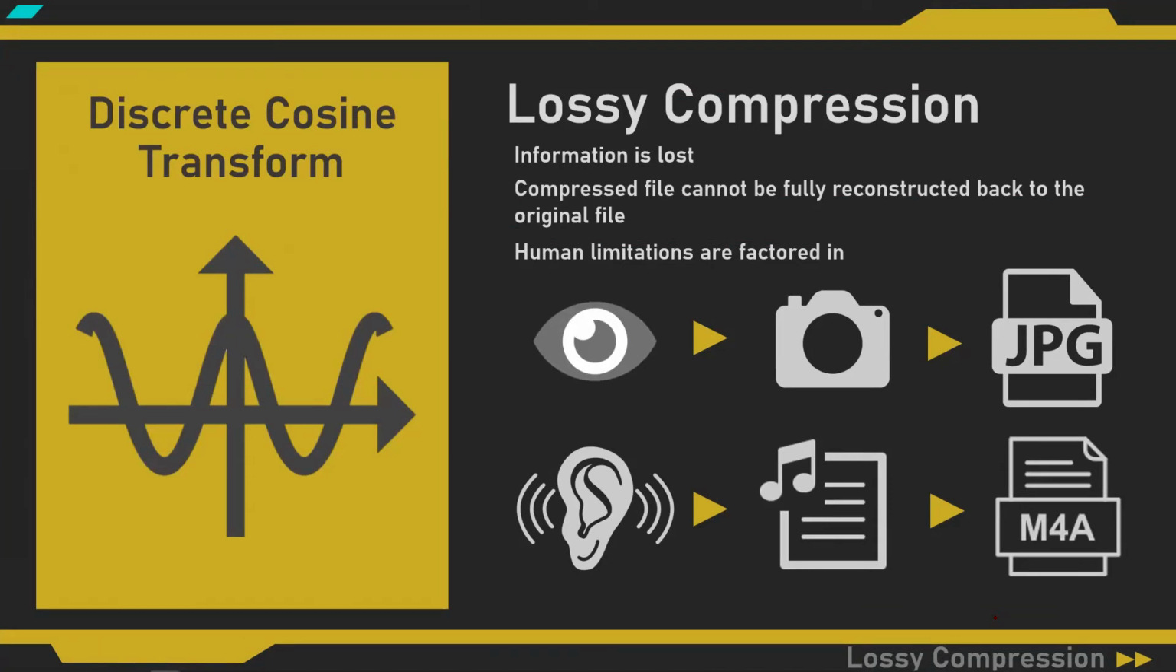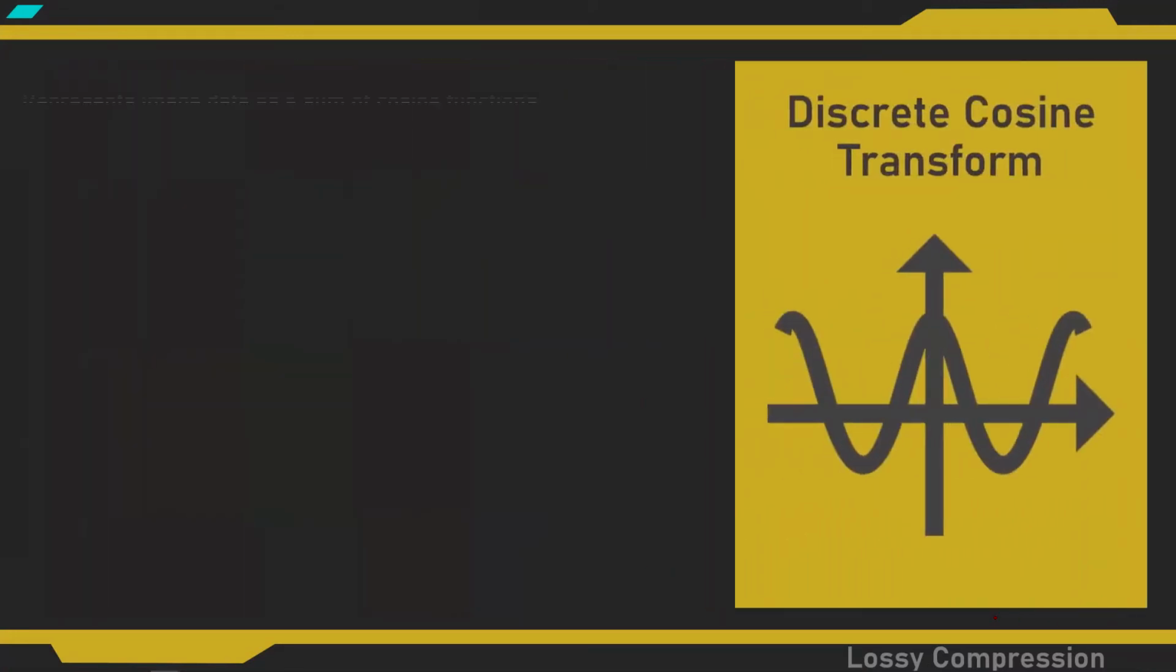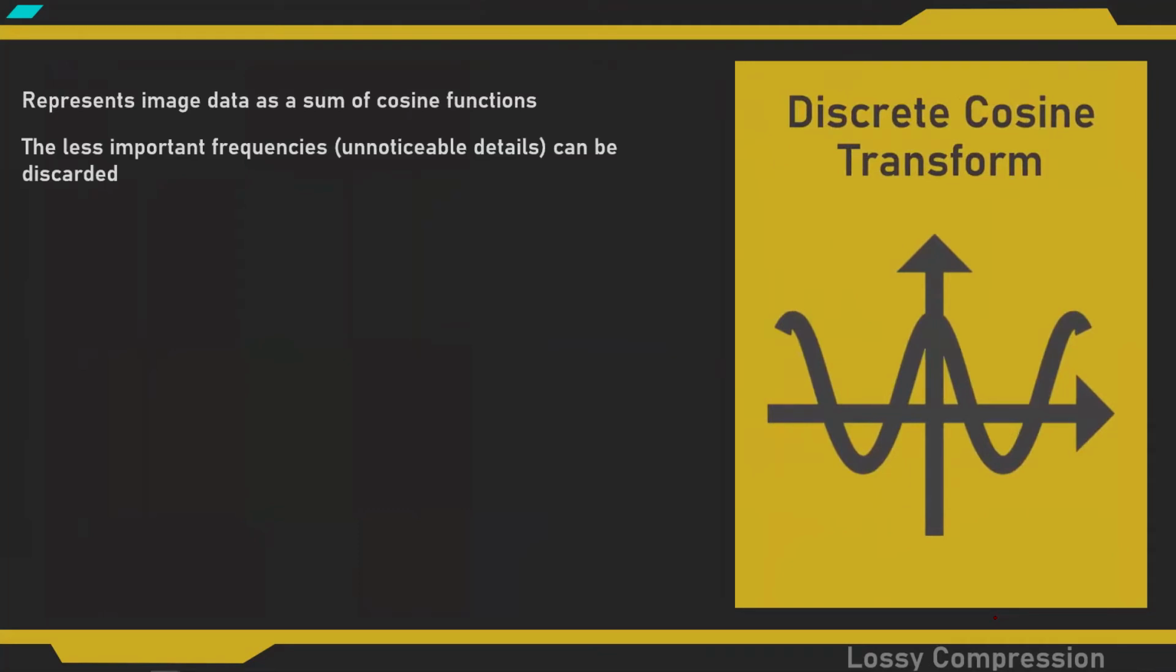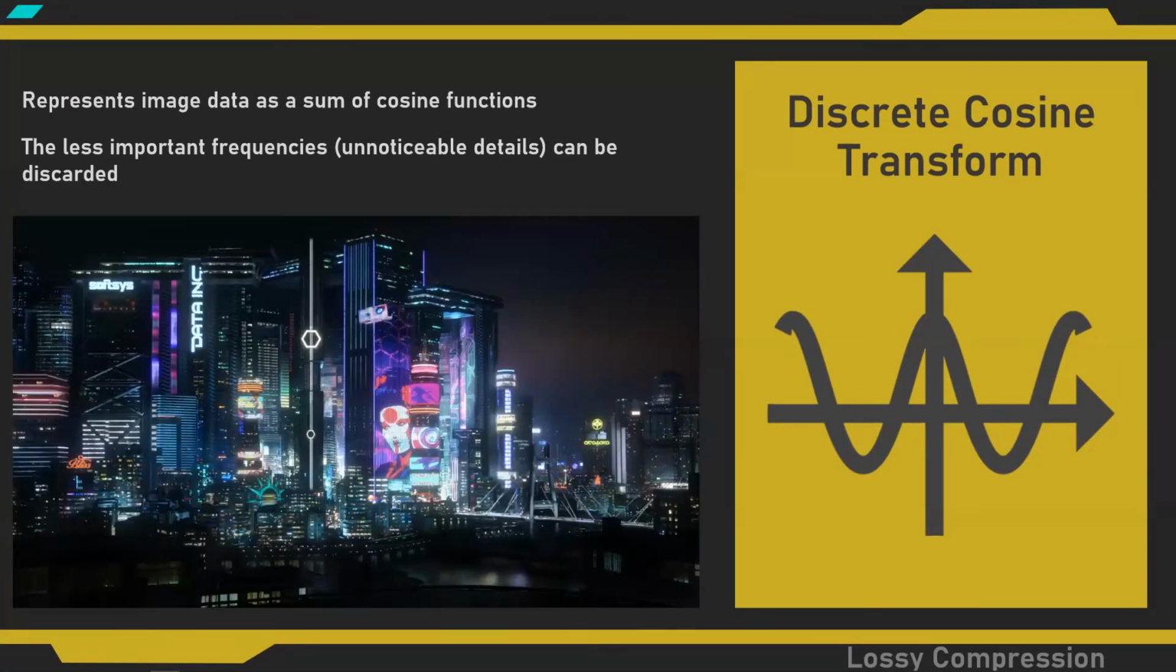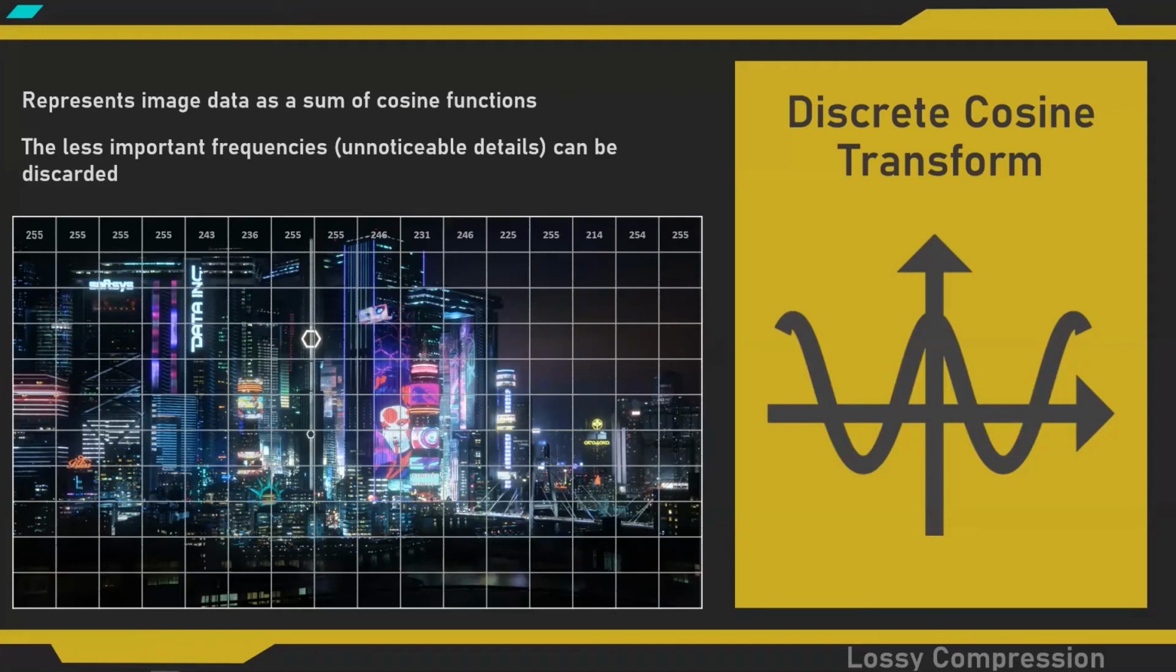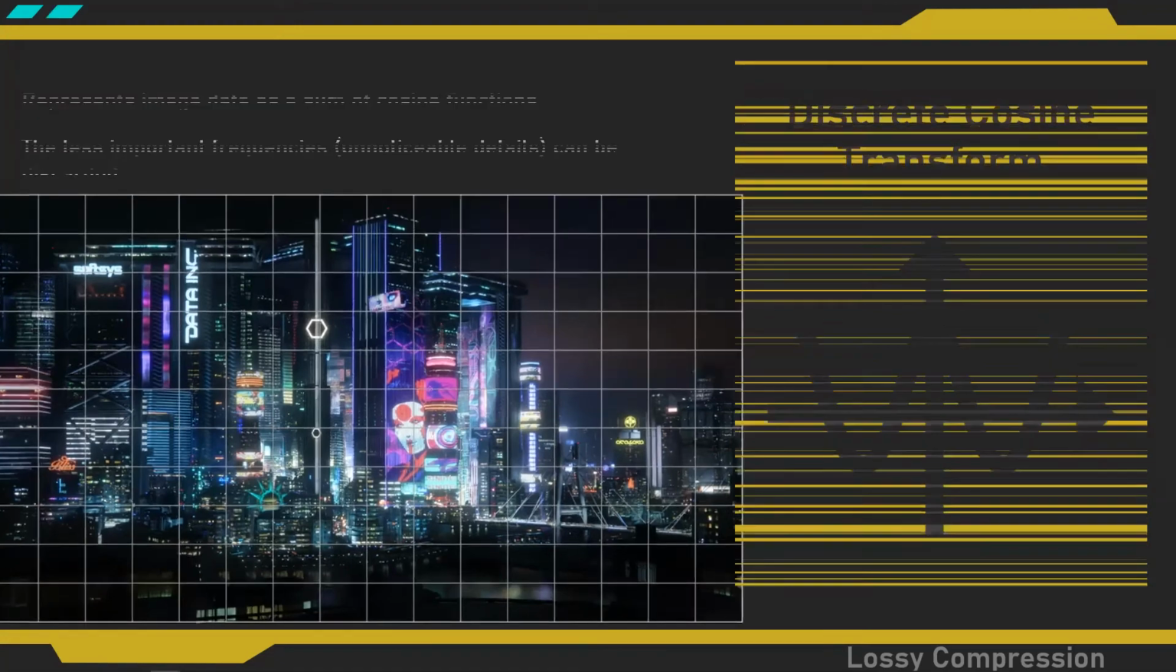To compress an uncompressed image file, let's say from a PNG to a JPEG, we use discrete cosine transform. Discrete cosine transform represents image data as a sum of cosine functions, and the less important frequencies can be discarded. We use this image from a game called Cyberpunk 2077, and to compress this image, we can divide it into smaller squares that represent the most dominant color in each square. However, these squares are much too big for the algorithm to work.